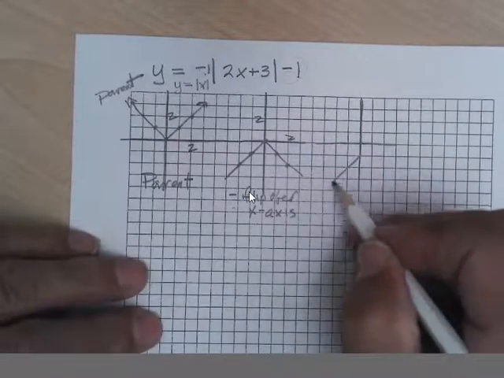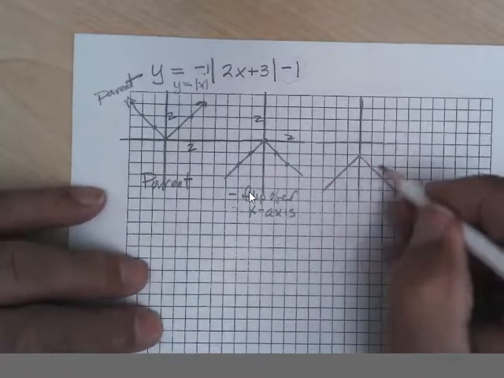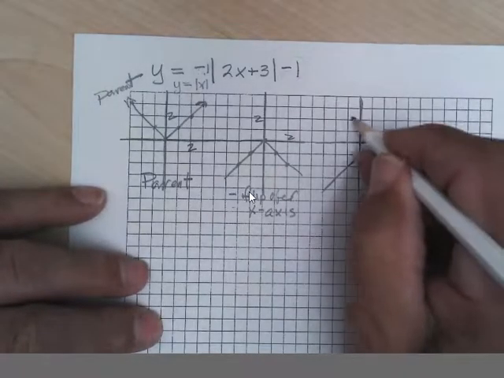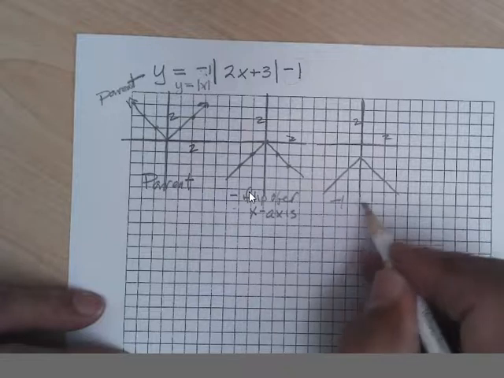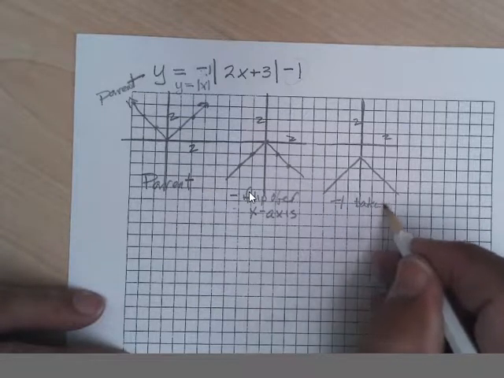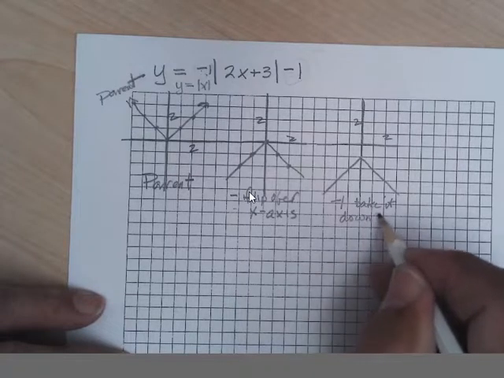So it would be there. And this is 2, and this is 2. And the negative 1 takes it down 1.